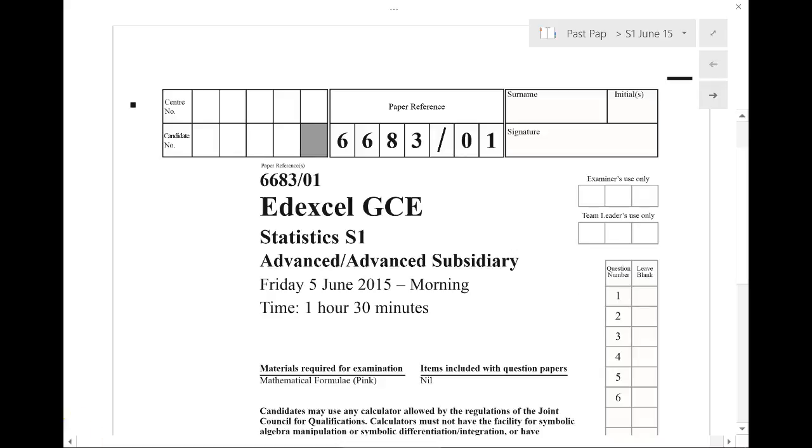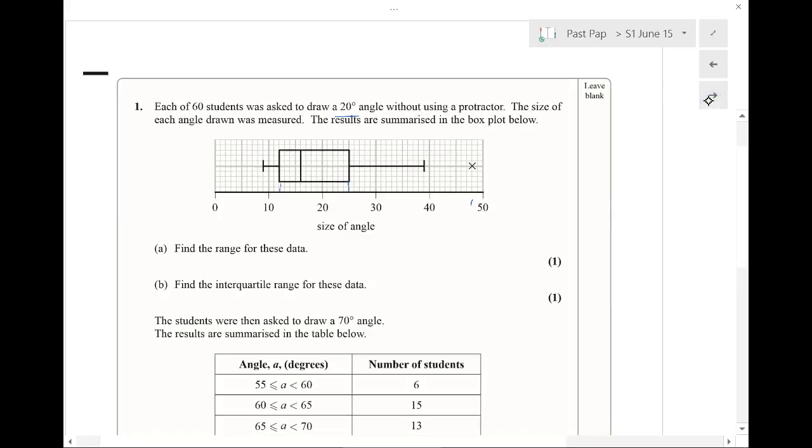So we're doing the June 2015 S1 paper. The first thing I notice is only 6 questions, which is a bit unusual. Anyway, let's see how it goes. The first question is kind of an interpreting and representing data question.